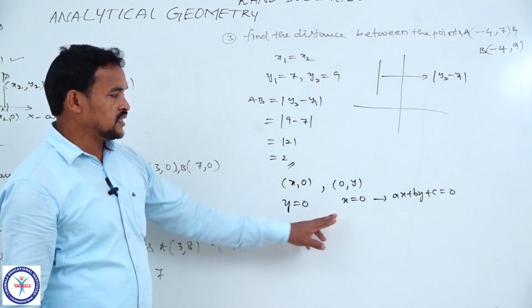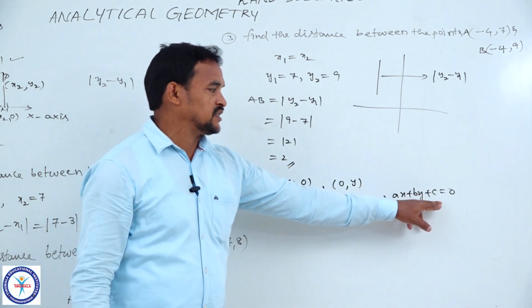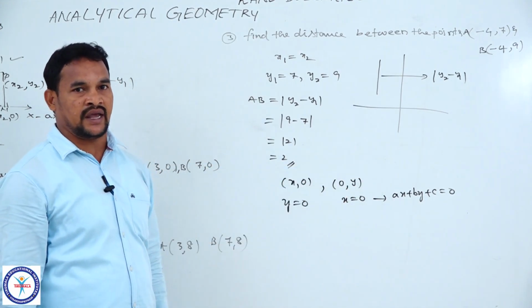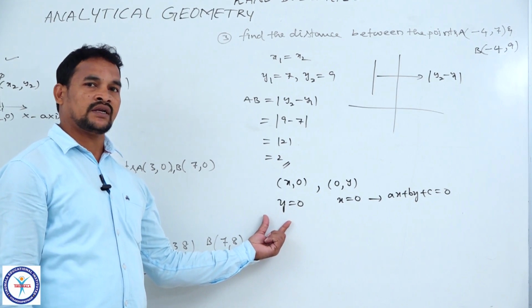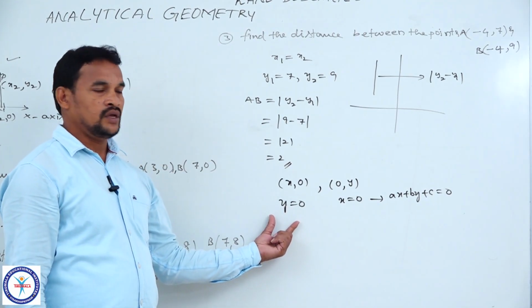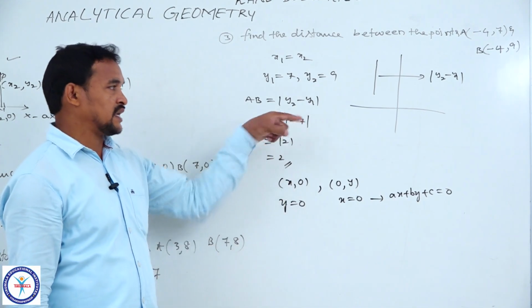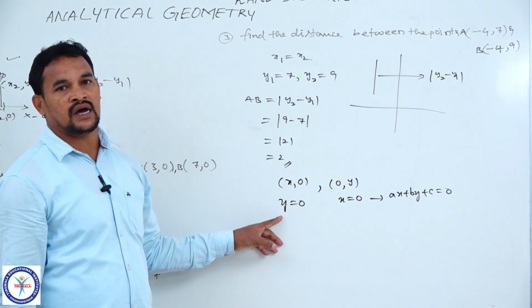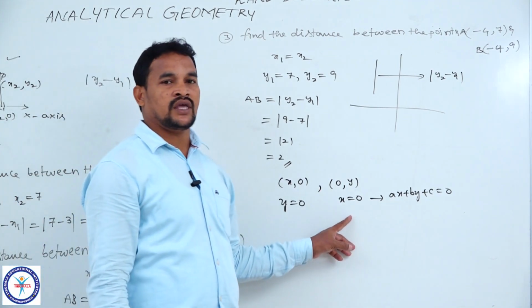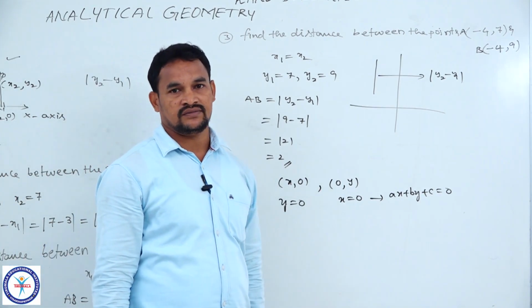Here y equals 0 and x equals 0 are both compared with ax plus by plus c equals 0, which is the standard form of a straight line. So y equals 0 is one straight line and x equals 0 is another. On which axis is the y value 0? The x-axis. So y equals 0 is the equation of the x-axis, and x equals 0 is the equation of the y-axis.